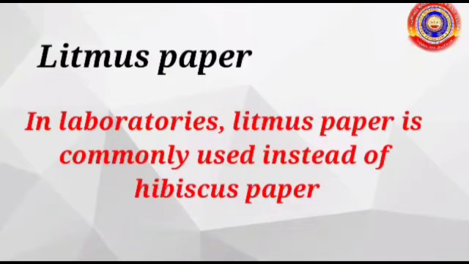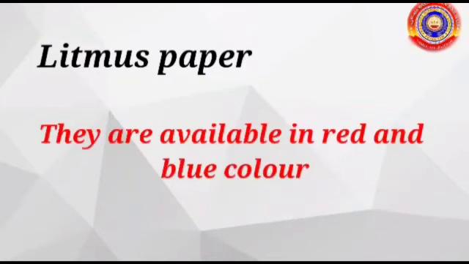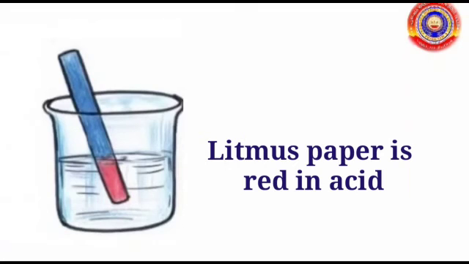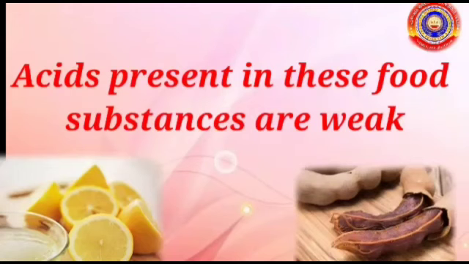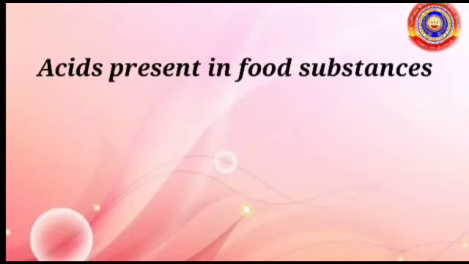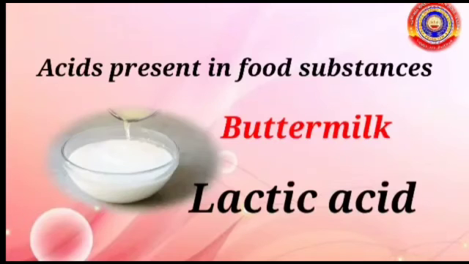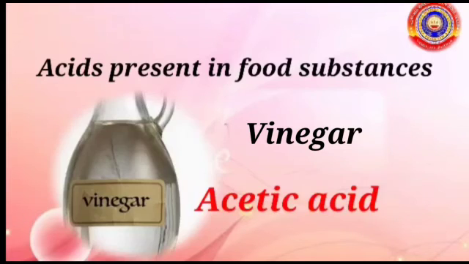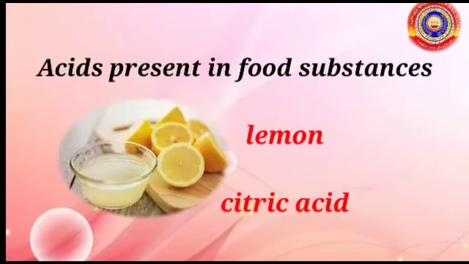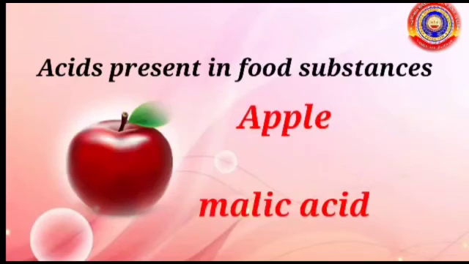In laboratories, litmus paper is commonly used instead of hibiscus paper. They are available in red and blue colors. Litmus paper turns red in acid, but the acids present in these food substances are weak. Let's see the acids present in some food substances. In buttermilk, lactic acid; vinegar, acetic acid; tamarind, tartaric acid; lemon, citric acid; apple, malic acid.